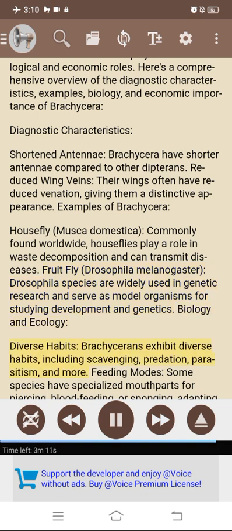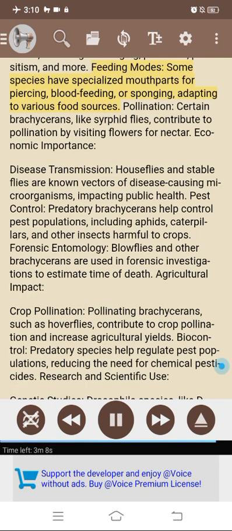Biology and ecology. Diverse habits. Brachycerans exhibit diverse habits, including scavenging, predation, parasitism, and more. Feeding modes. Some species have specialized mouthparts for piercing, blood feeding, or sponging, adapted to various food sources. Pollination. Certain brachycerans, like syrphid flies, contribute to pollination by visiting flowers for nectar.